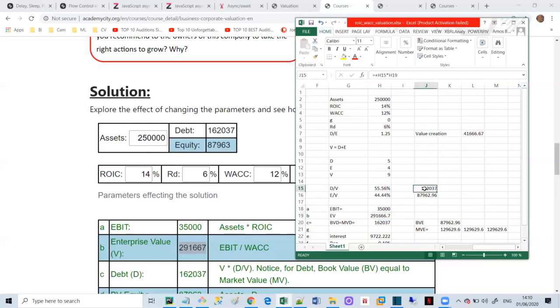Now that I raised 162, in order to start my business, I need 250. So I go to another bank, my own account, and withdraw from there 87,000 and put it in the company. So 250, that's what I need. That's what I take from the bank, and that's what I put from my own pocket.